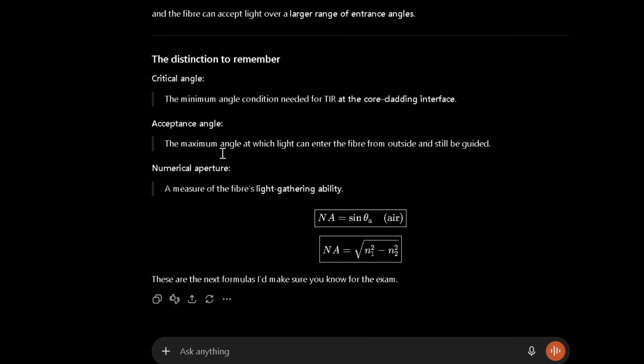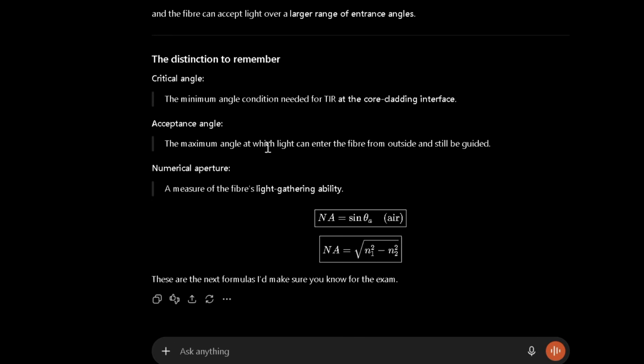The distinction between critical angle and acceptance angle: the critical angle is the minimum angle required at the core-cladding interface for total internal reflection. The acceptance angle is the maximum angle at which the light enters, the angle of the light thrown from the laser. The laser is the source at the transmitter, and the beam blinks in a way that light travels like information through the optical fiber.